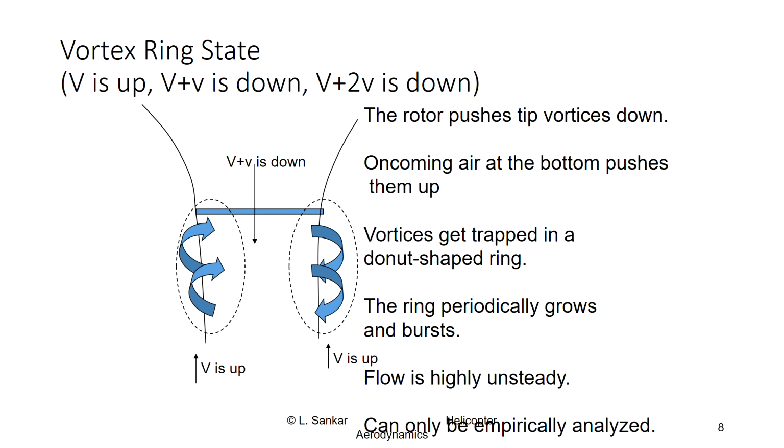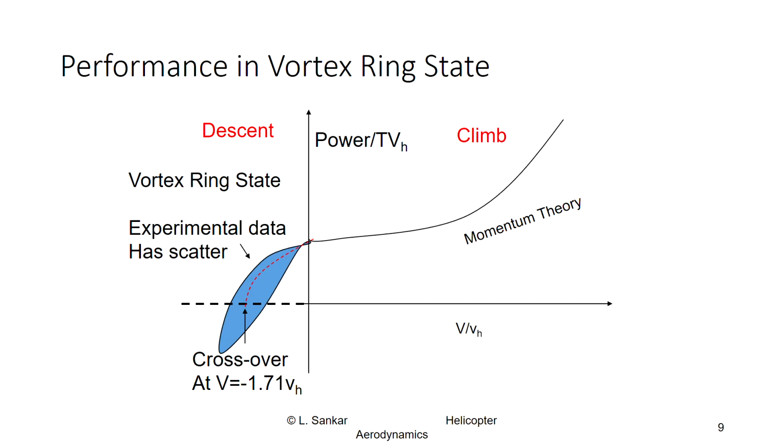They collect underneath like a ring, like a donut ring. They grow in size like a balloon. Then they burst. Some of these vortices escape outside the rotor disk, up and away. Then a new vortex ring forms, grows, bursts, and forms again. So it's an unsteady phenomenon. This is called the vortex ring state.